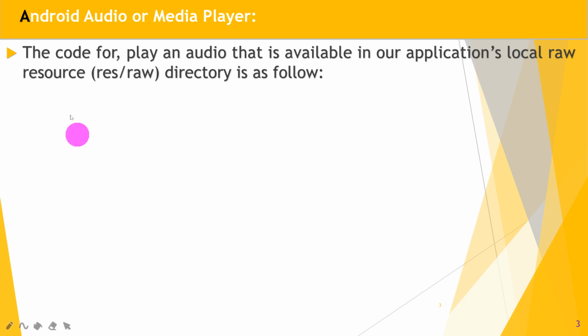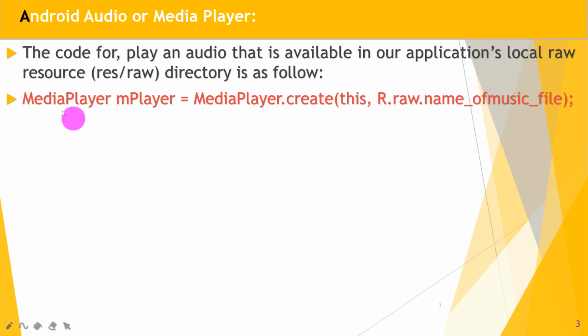So the code to play an audio file that is available in our application's local raw resource directory is as follows. So first, create a raw resource folder and save the media file, that is the mp3 file, in that raw directory. Then create the object of the MediaPlayer class. mPlayer is equal to MediaPlayer.create, and pass the current context object comma your music file name, which is present in the raw subfolder.